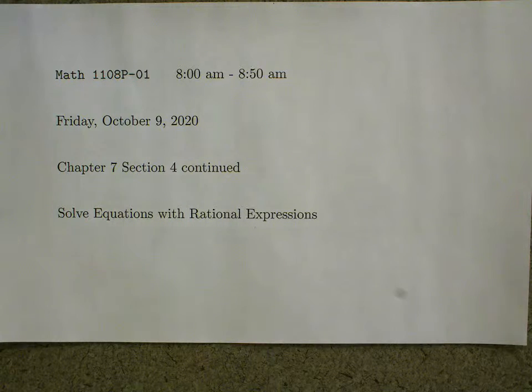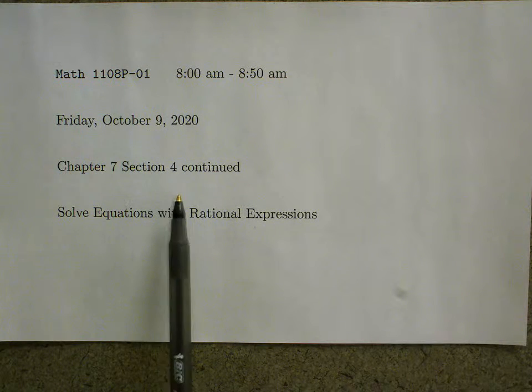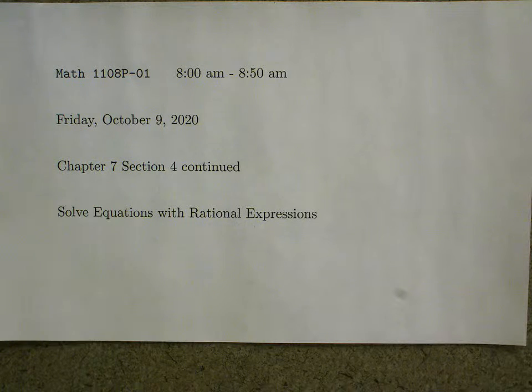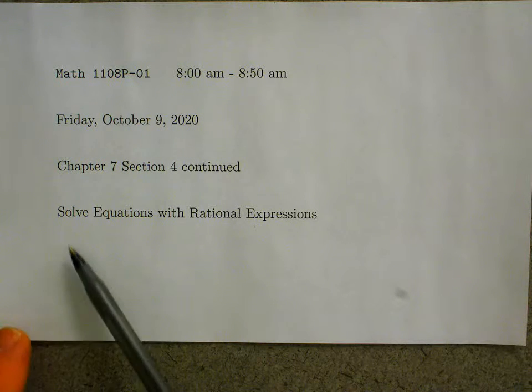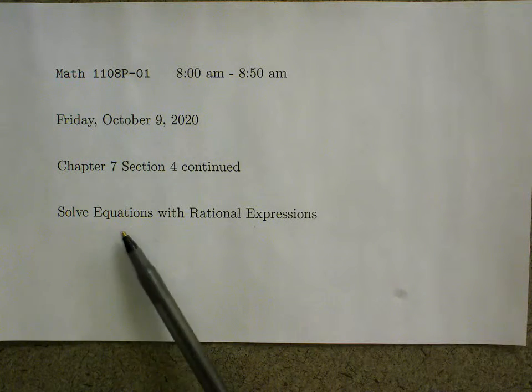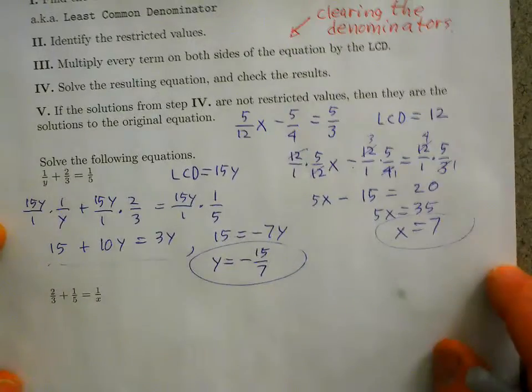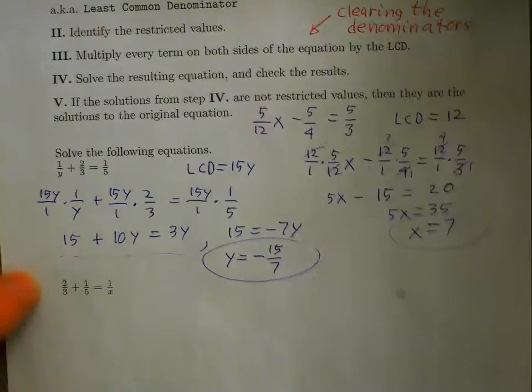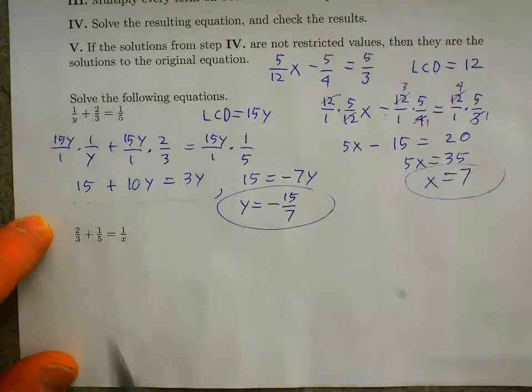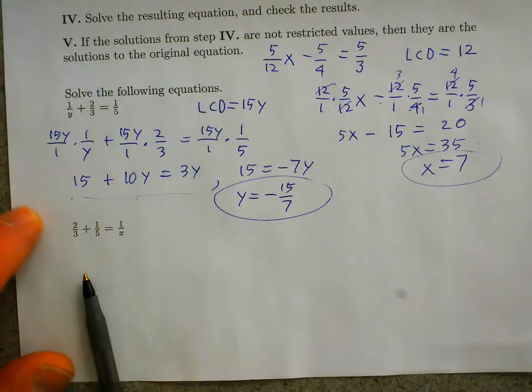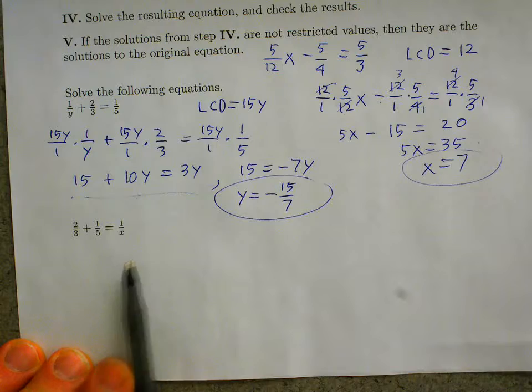All right, it's 8 o'clock. We'll continue from what we started on Monday in Chapter 7, Section 4. This is the section on solving equations with rational expressions. And we got to this problem at the bottom. 2/3 plus 1/5 equals 1 over x.